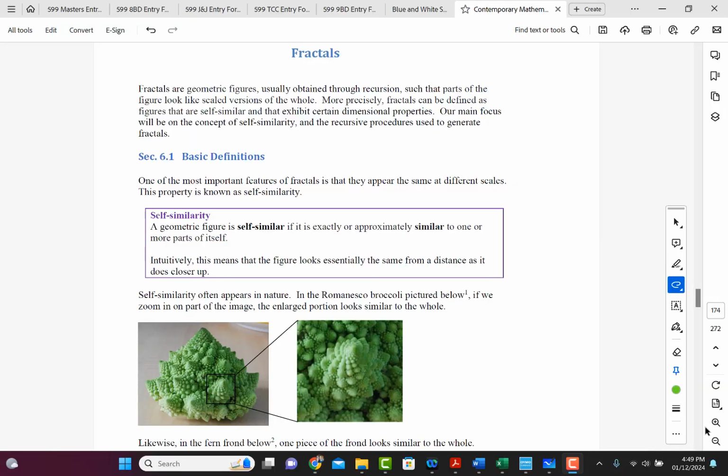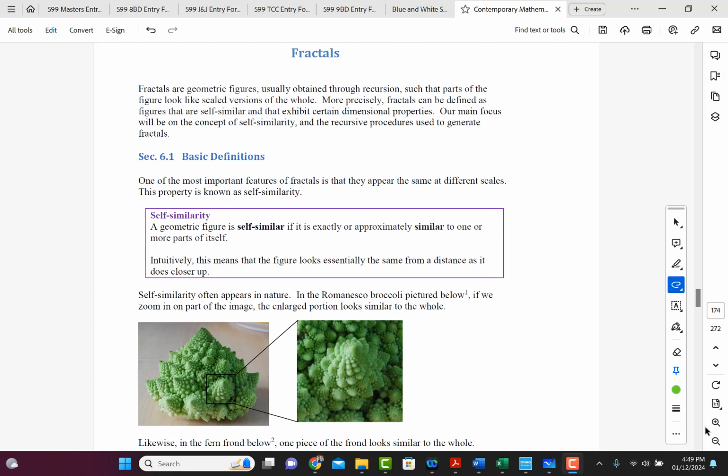Okay, let's start talking about fractals. So fractals are geometric figures, usually obtained through recursion, such that the parts of the figure look like scaled versions of the whole. More precisely, fractals can be defined as figures that are self-similar and that exhibit certain dimensional properties. Our main focus will be on the concept of self-similarity and the recursive procedures used to generate fractals.